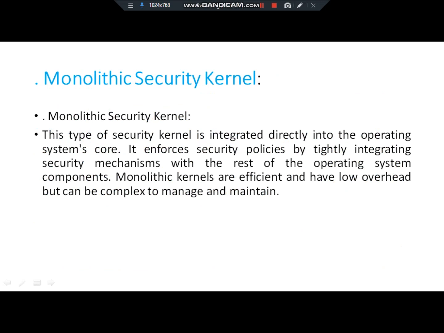Monolithic security kernel is the core component of the operating system, and it enforces the security policy by tightly integrating security mechanisms with the rest of the operating system components. Monolithic kernels are efficient and have low overhead.